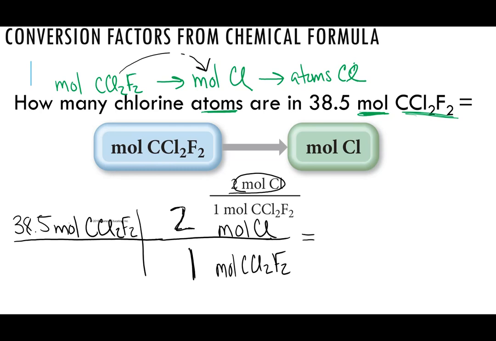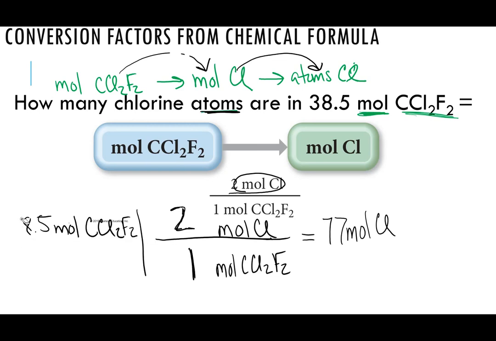Multiply across the top, divide by the bottom. 38.5 times 2 divided by 1 gives us 77 moles of chlorine. That's the new step. Okay. Is it asking for moles of chlorine? Well, of course not. It's asking for atoms. So we've got one more step that we need to do here. We need to go from moles of chlorine to atoms of chlorine.